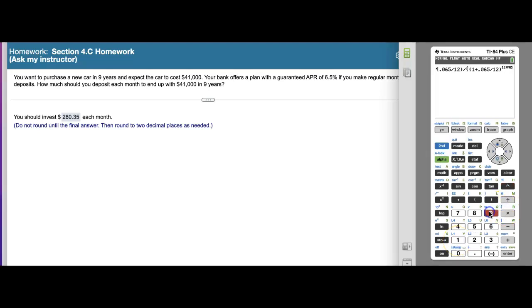12 times 9. And then to get off the powers, I've got an arrow to the right, subtract 1, and close parentheses. Okay, so all those parentheses are very necessary. And then when I key in enter, I get 280.35. I hope this has helped.